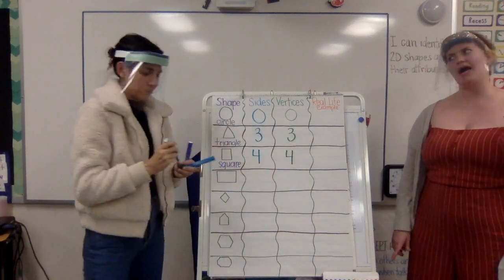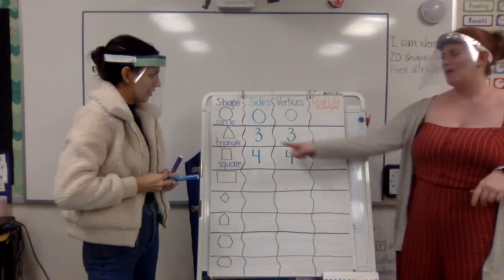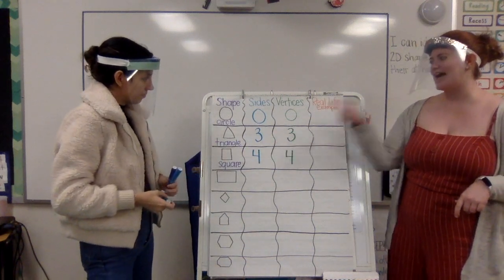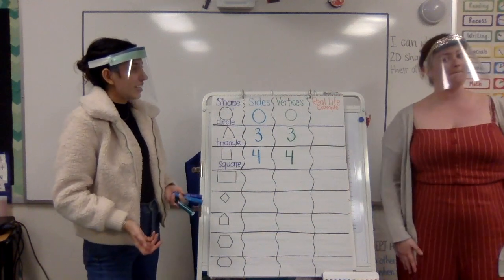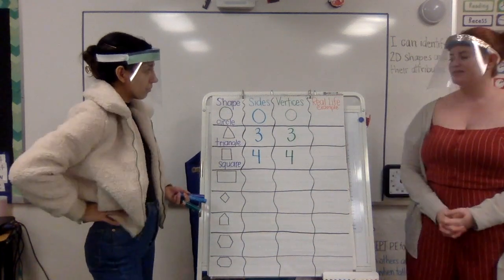That's the point where the sides are coming together. Miss Lestico, I'm noticing a pattern. What? We have the same number of sides as we do vertices for these 2D shapes. That's right. That's a good idea, Miss Lime.